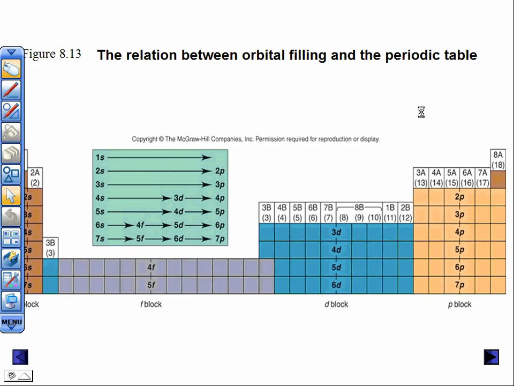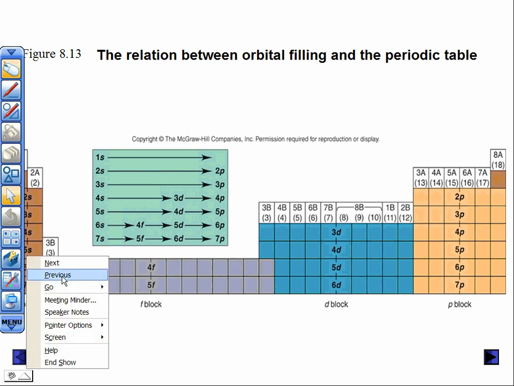This is what the periodic table would look like if we were to take the lanthanides and actinides and pull them up into the periodic table. They would look like this, but the problem with that is it would throw the whole periodic table off. So because of that, we pull them down, but we can't forget that they're down there. Let me go back once.